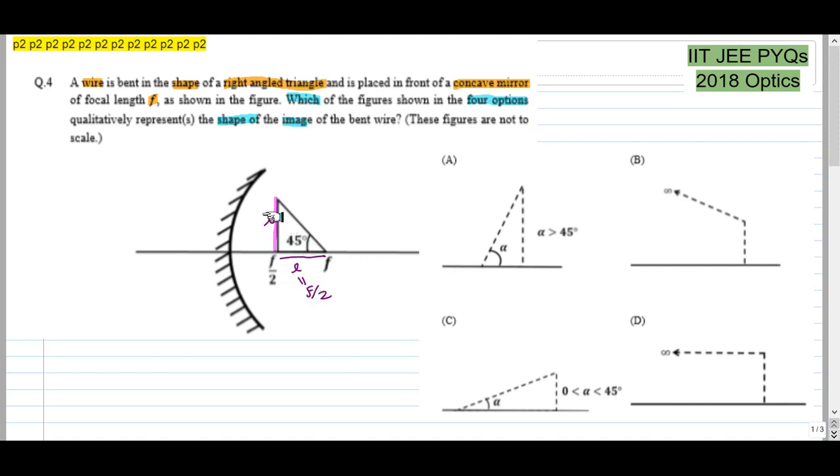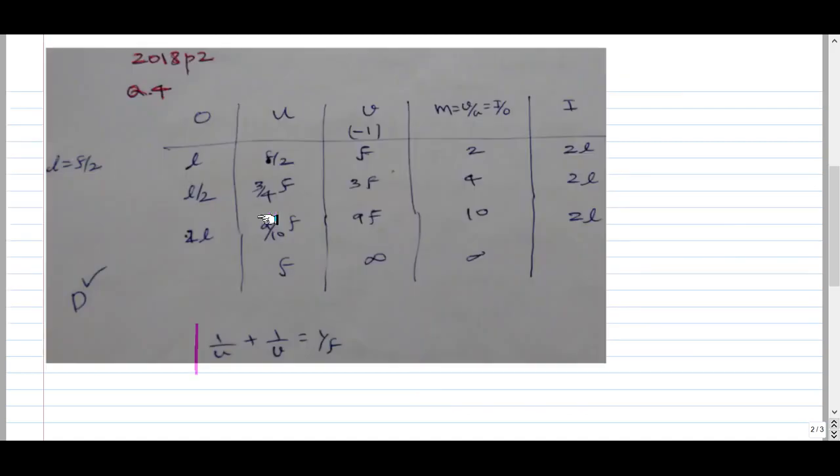So for this straight element, u is f by 2 and v we can get from this formula. 1 by u is 2 by f, so 1 by v is 1 by f minus 2 by f, that is minus 1 by f. So v is minus f, the minus sign being put commonly at the top. Magnification is v by u and it's also image size by object size. So v by u is 2, so from this we get the image size as 2L, the object size is L.